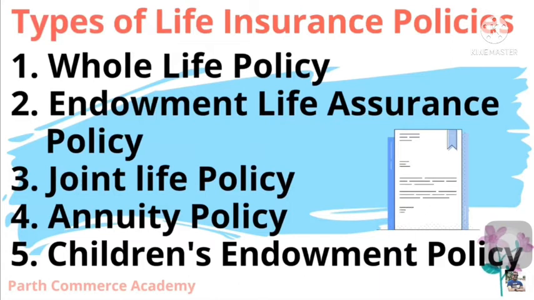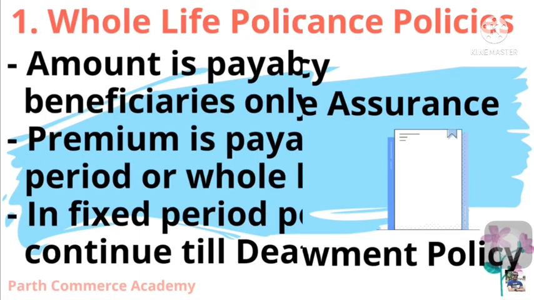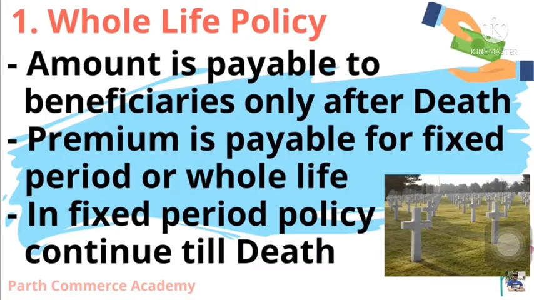Now let's see types of insurance policies. To fulfill the different requirements of people, insurance companies have developed the different types of insurance policies, like whole life policies, endowment life assurance policies, joint life policies, annuity policies, children's endowment policies. We will see one by one all of this. Let's see first whole life policy.